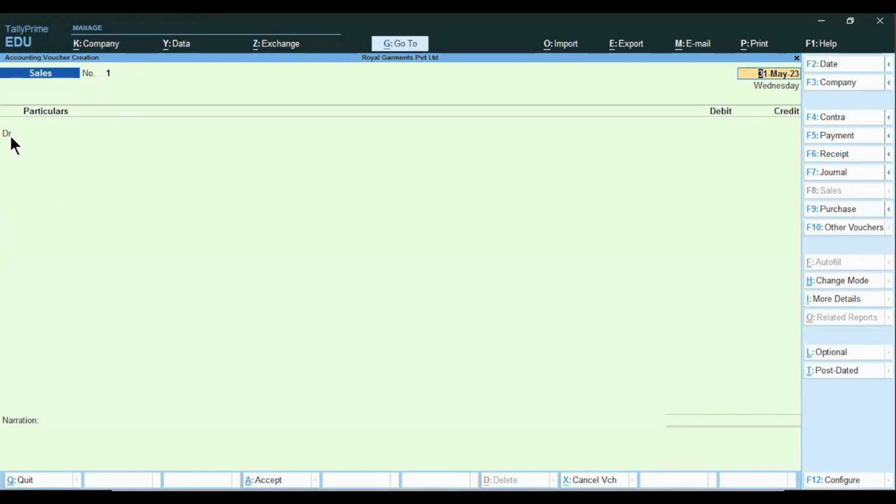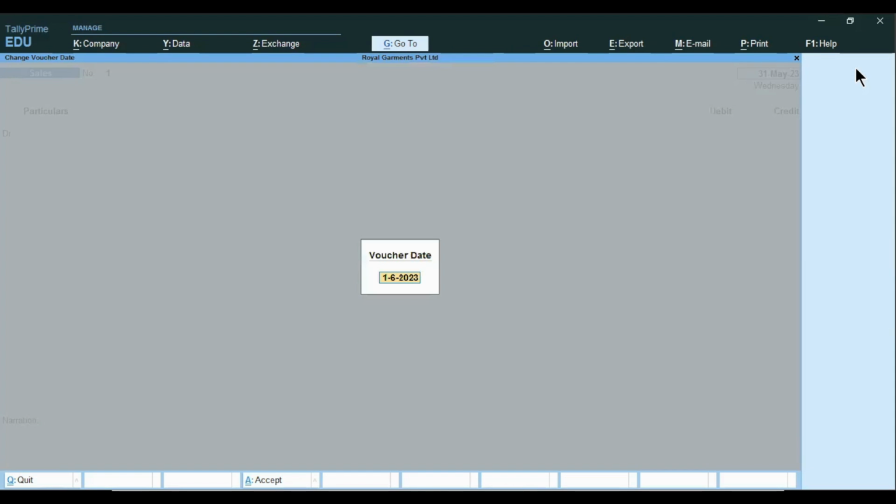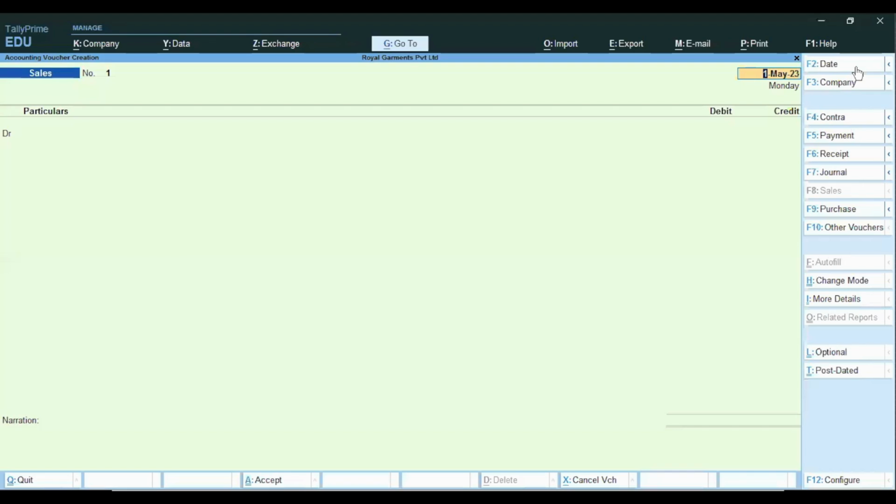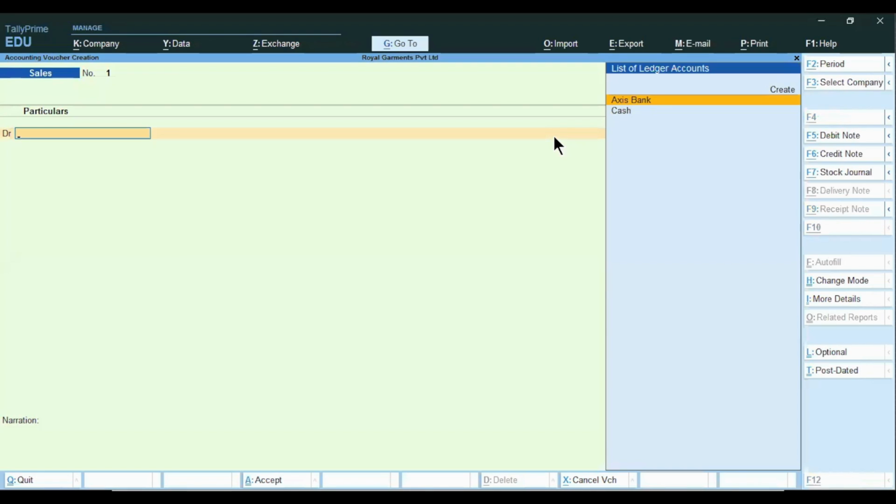Just as we have entered other transactions, vouchers, the same way we can enter the sales voucher also. So lastly, we entered the date of 31st May. That's why it is showing the 31st May. Suppose our date is 1st of May. We can change the date by typing it as 1.5.2023. So date is 1st of May. Enter.